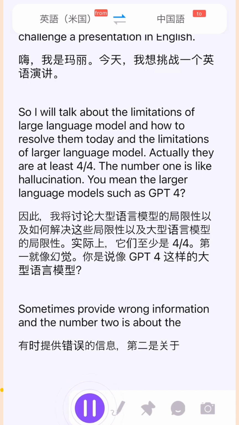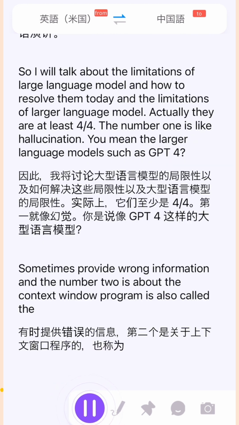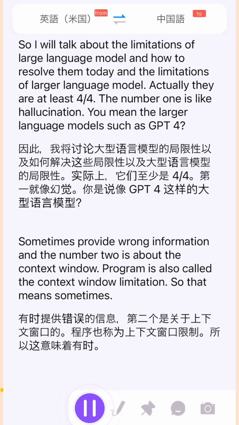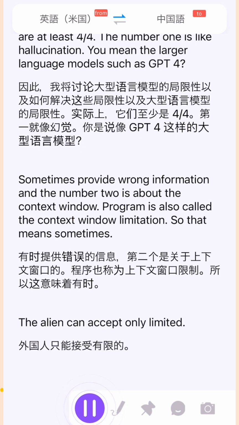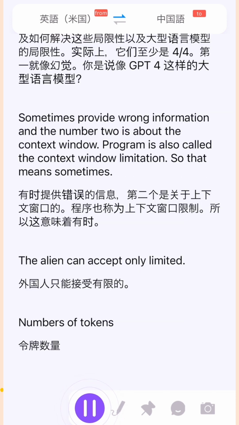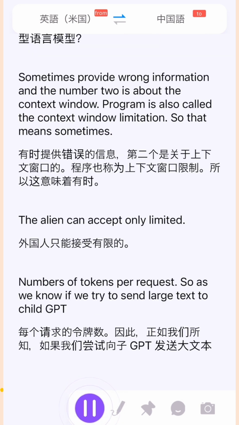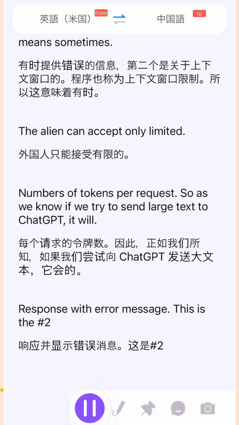And number two is the context window problem, also called the context window limitation. That means the LLM can accept only a limited number of tokens per request. As we know, if we try to send large text to ChatGPT, it will respond with an error message. This is the number two limitation.